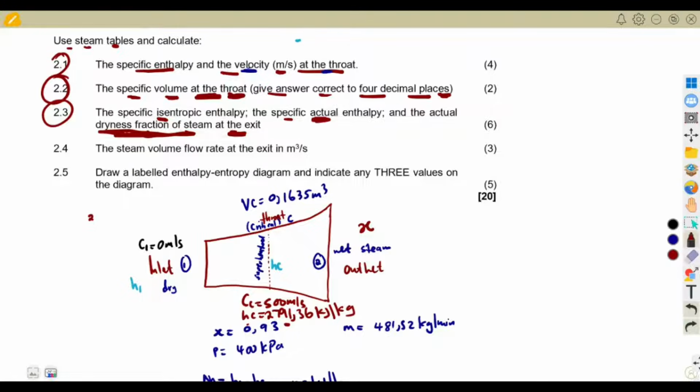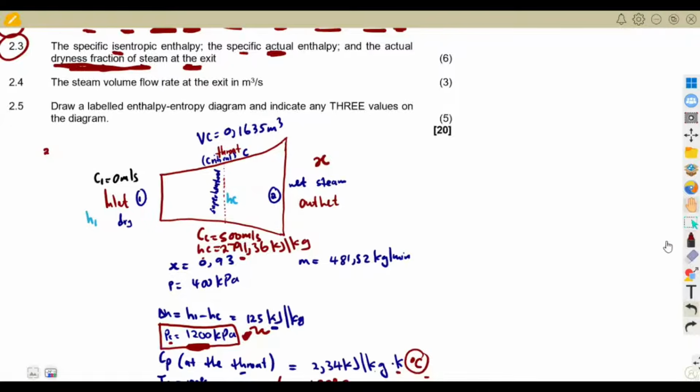All right, so this is given as 2.3. Let us have this here. For the specific isentropic value, which is the enthalpy, given as H bar 2 like this. Remember, this is for wet steam. How do you calculate H wet? H wet is equal to HF plus X HFG. Remember, that's how you calculate your H wet from your steam, because this steam is wet.